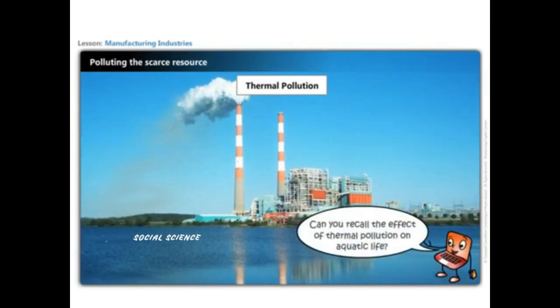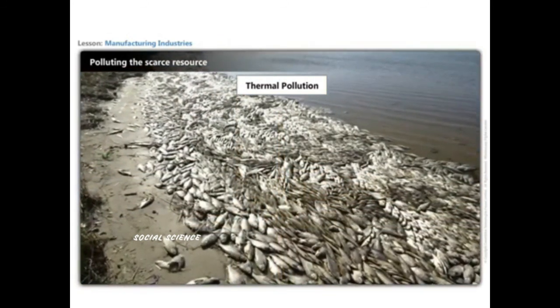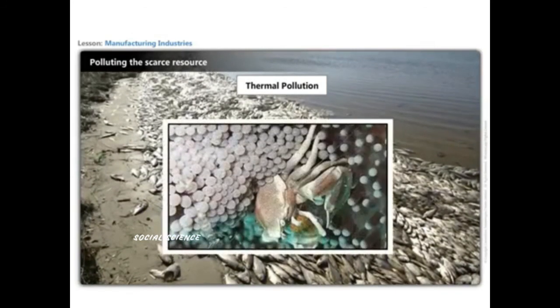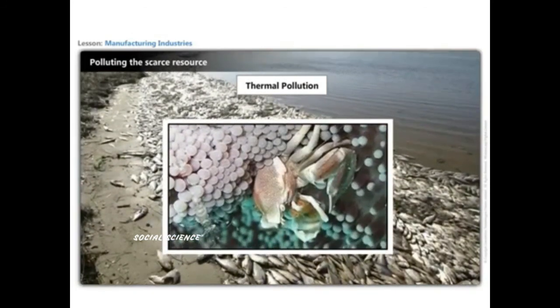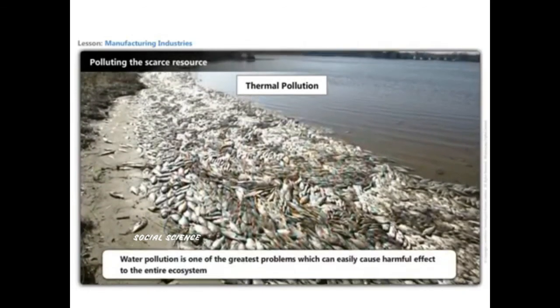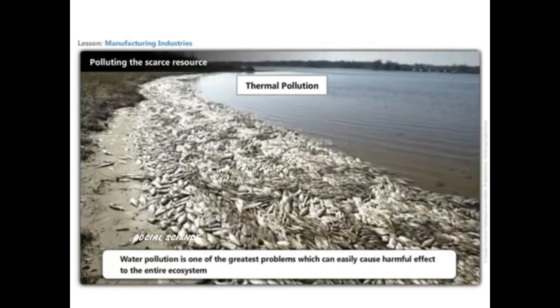Can you recall the effect of thermal pollution on aquatic life? Sudden changes in temperature would be dangerous and affect the breeding process of aquatic life. For example, the eggs and larvae of animals in water are susceptible to temperature change. Water pollution is one of the greatest problems which can easily cause harmful effects to the entire ecosystem.